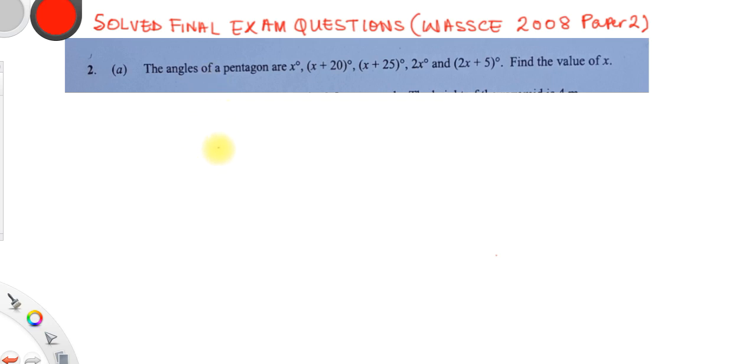In this video, we are going to look at solved final exam questions, that is, WASSCE questions. This is WASSCE 2008 paper 2.